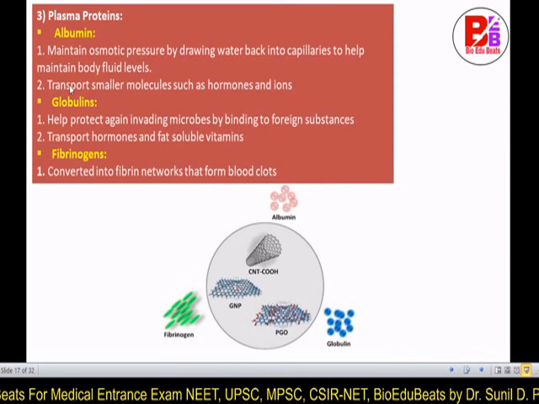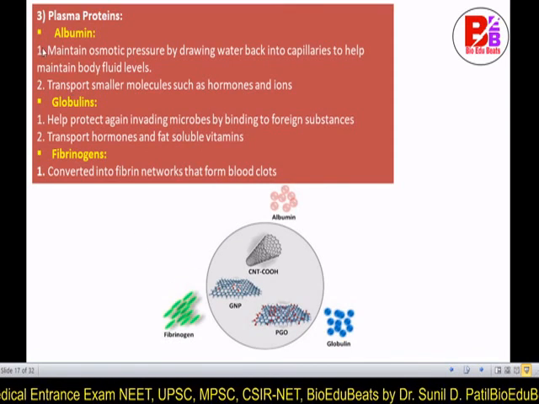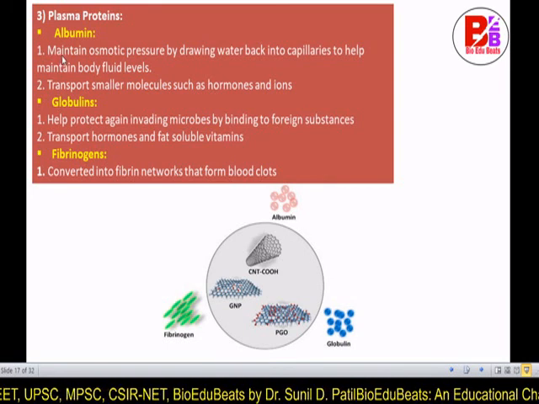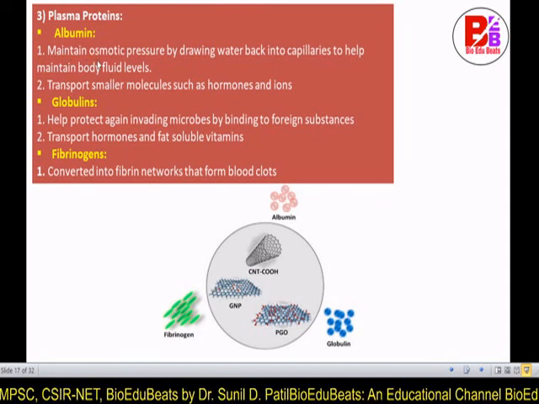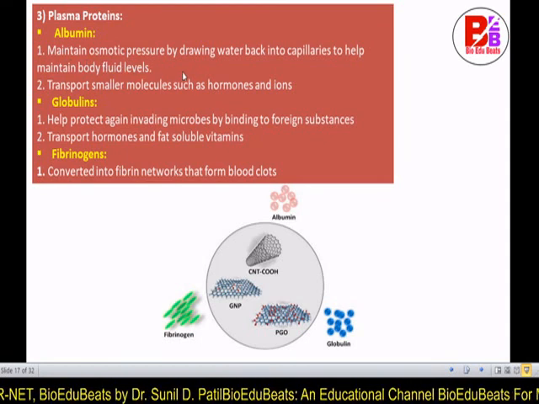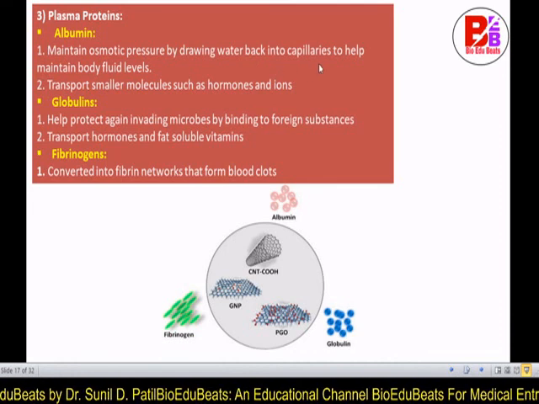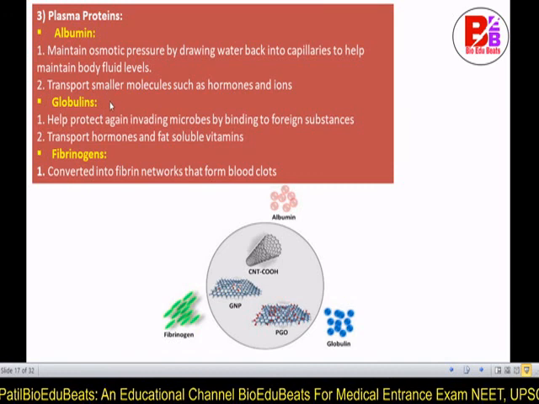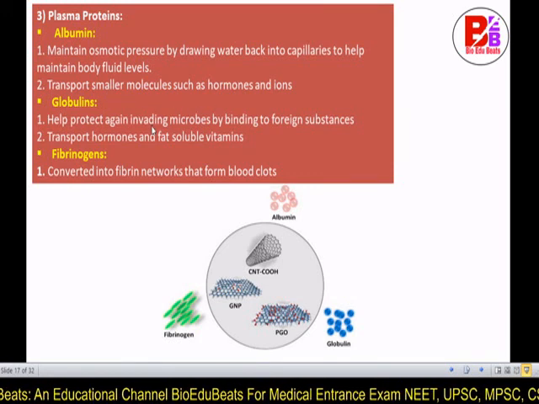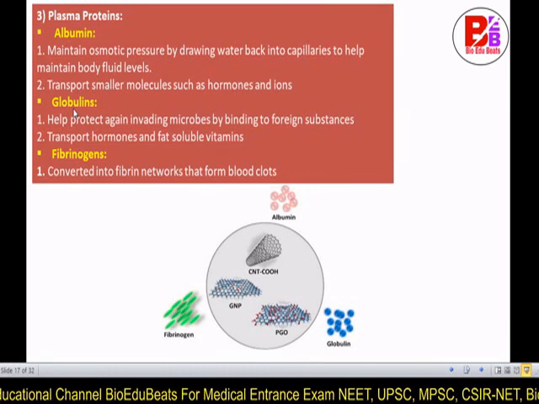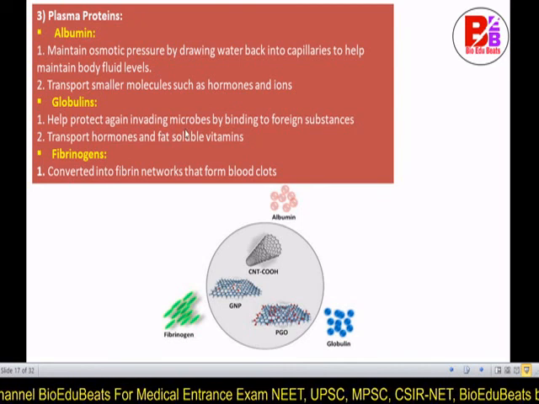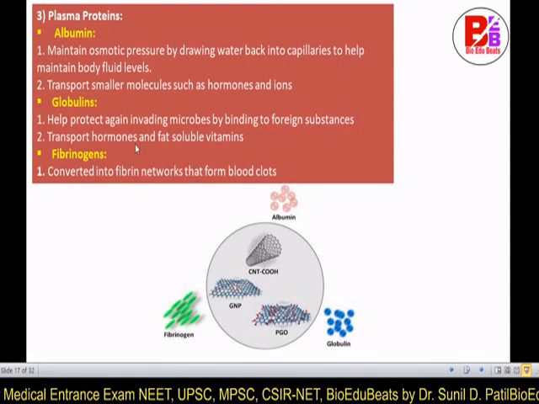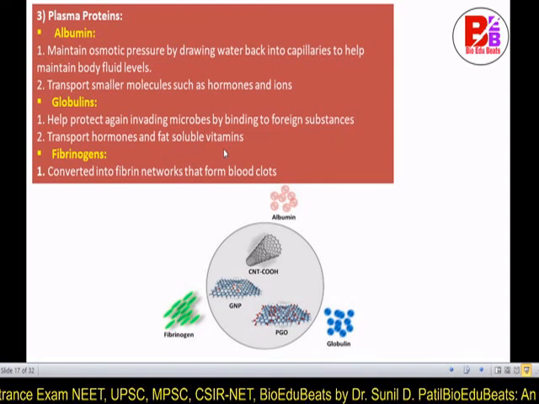Then the third function is the function of plasma proteins. Albumin is the first plasma protein, the most numerous. The albumin maintains osmotic pressure by drawing water back into capillaries to help maintain body fluid levels. Then albumin transports smaller molecules such as hormones and ions. The second one is globulin, a plasma protein that helps to protect against invading microbes by binding to foreign substances, and it transports hormones and fat soluble vitamins.